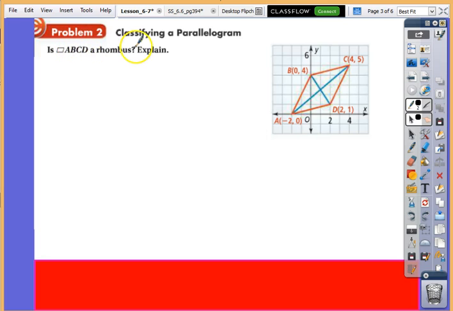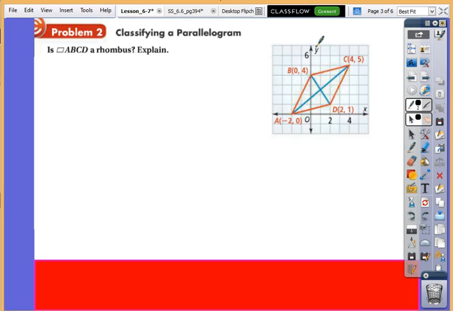Is ABCD a rhombus? And if it's a rhombus, explain why you think it is, and if it isn't, explain why you think it isn't. Well, there's a bunch of different ways to decide if something's a rhombus. If it's a parallelogram and the diagonals are perpendicular, it's a rhombus. If it's a parallelogram and the diagonals bisect the vertex angles, it's a rhombus. Now, we don't have any way of finding out vertex angle measures unless they're going to be 90 degrees. So that's definitely not the route to go. If all the sides have the same length, it's a rhombus.